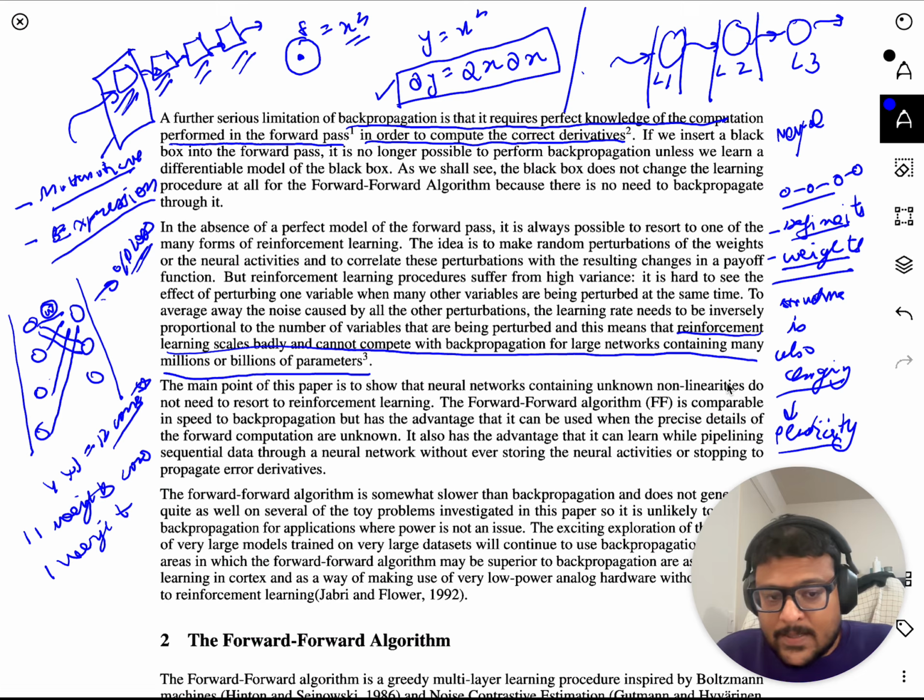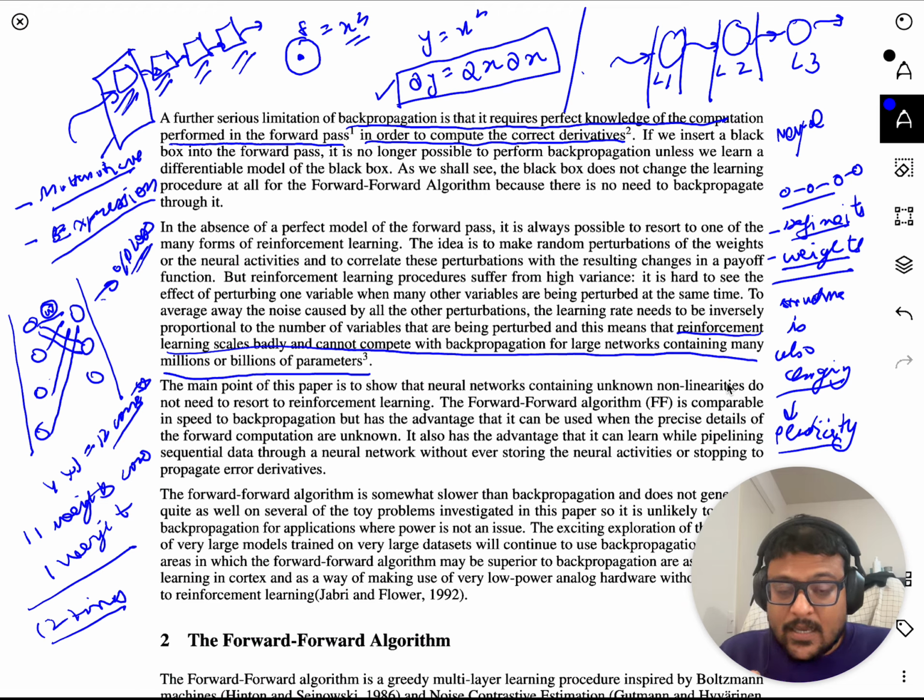Now the point is that you have to do this process 12 times, where each time you keep all the other weights constant and only change one of the weights. And that's the problem with reinforcement learning. In reinforcement learning, you fix all the variables and then only change one variable, right? But in backpropagation, you can compute these gradients in a single backward pass.